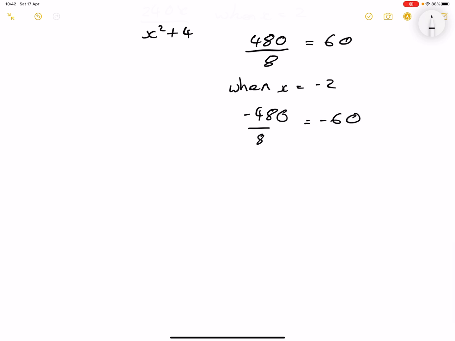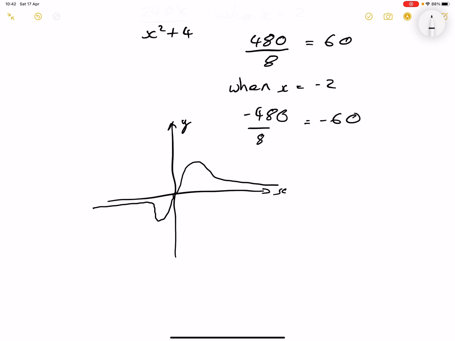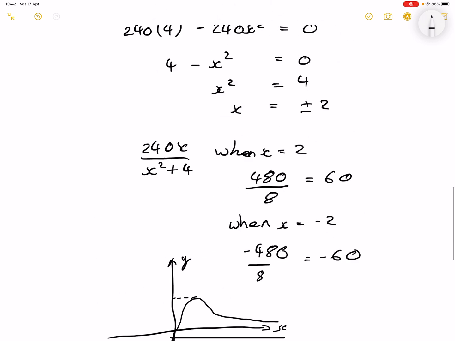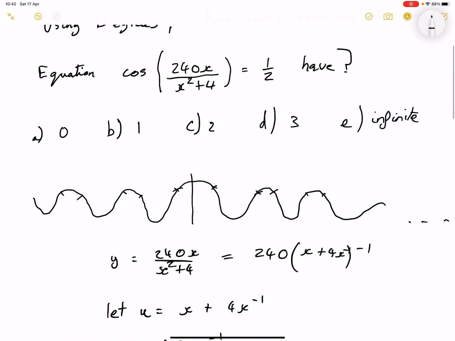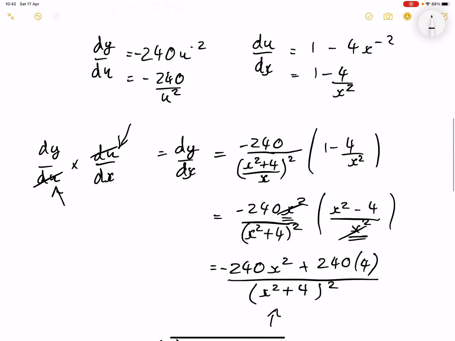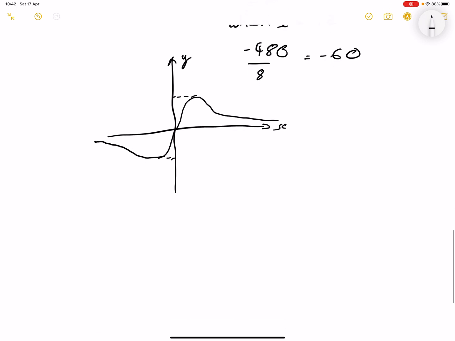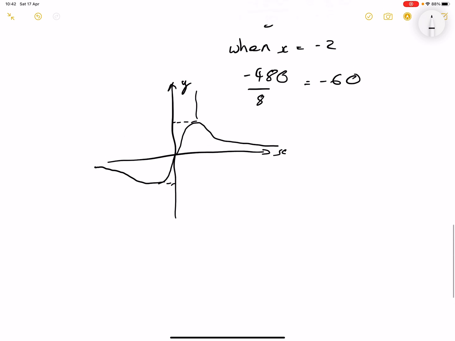So what our graph looks like is something like that. Not like I've drawn on the bottom. It is more like that, with maximums at 60 and minus 60. And what that means is that our correct answer would be, in fact, C, because it only has two solutions and it won't go beyond 60 because the function never goes above this point.